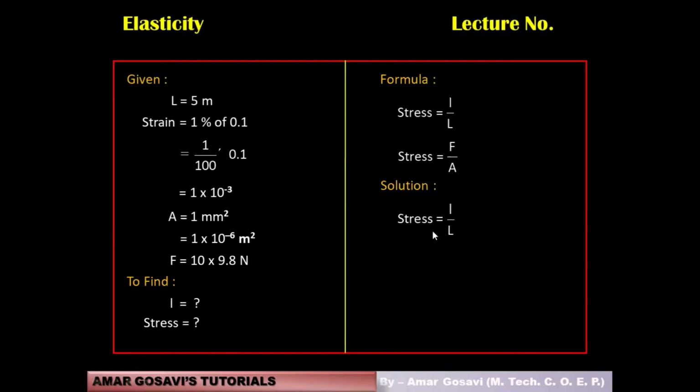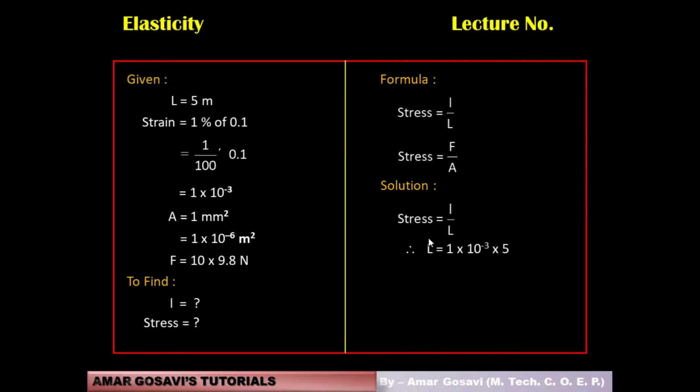So strain, again here also the same correction applies. Small l by capital L. So from this you can see l will be, whatever is the strain. Strain is 1 into 10 raised to minus 3, so here strain is 1 into 10 raised to minus 3 multiplied by capital L. Capital L is 5. So small l you get.